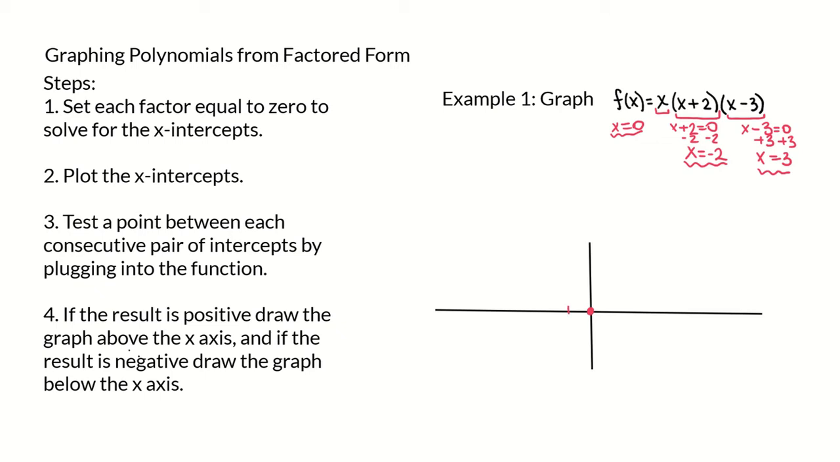So x equals 0, and x equals negative 2, and then x equals 3. Those are our three x-intercepts.